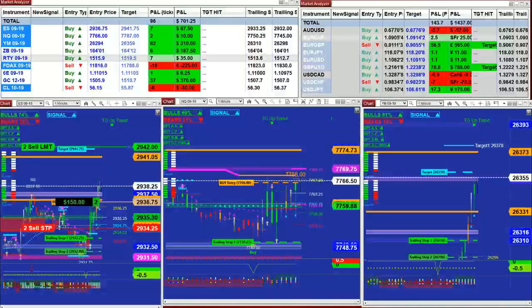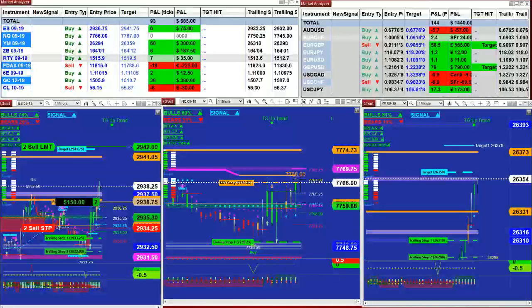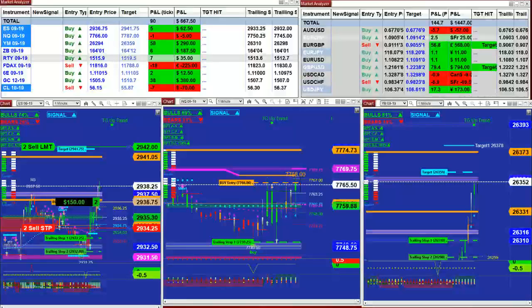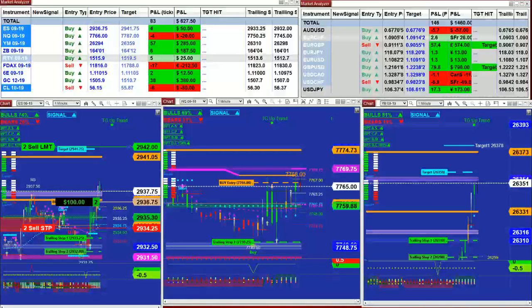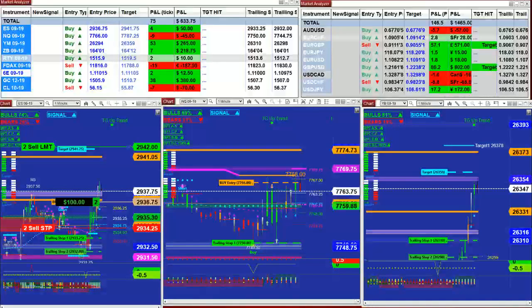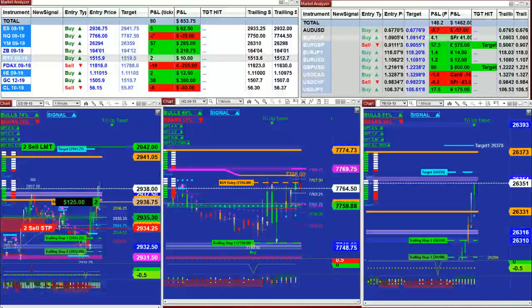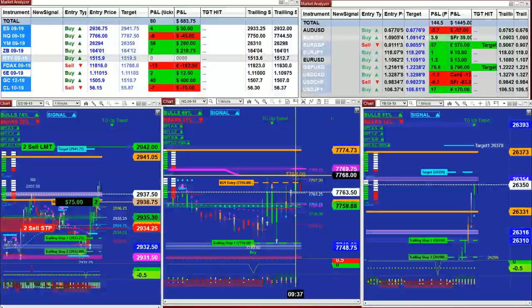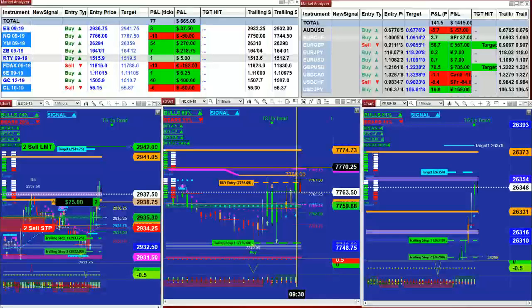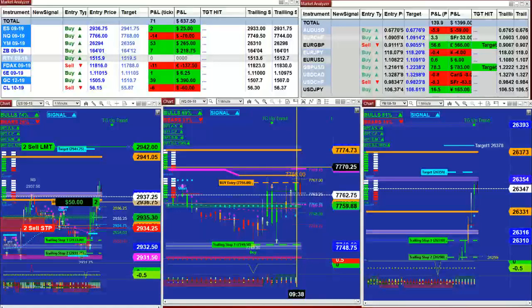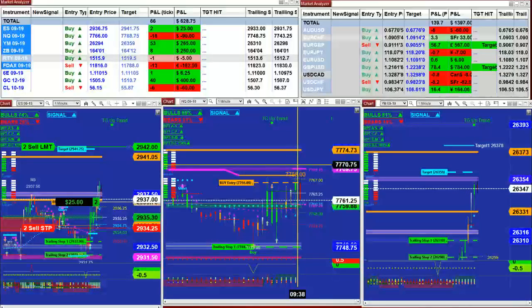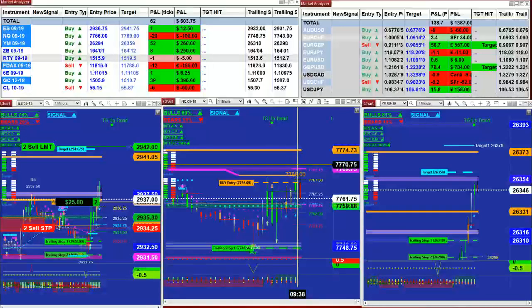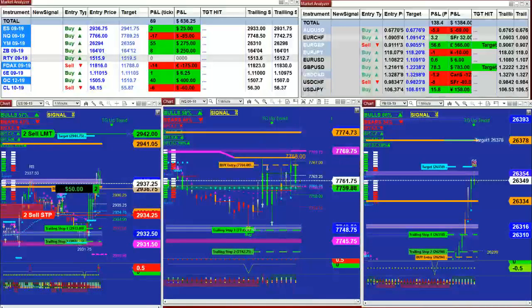I keep losing my charts. I apologize, guys. Just one second. You see the 7768, this is a re-entry point, and that's why I told you to put it at 77025 or 770. So be careful with that.